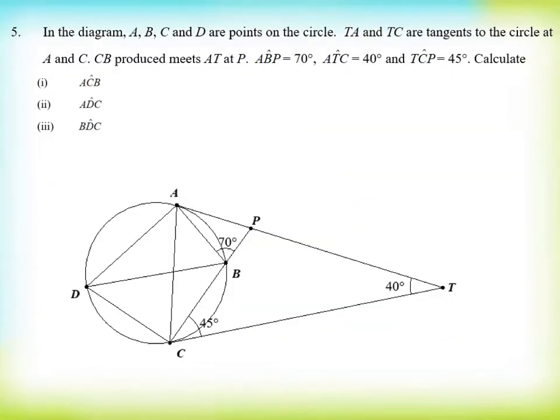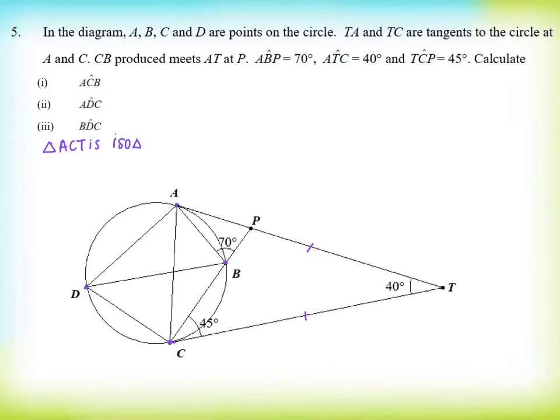Question number 5. A, B, C, D are points on the circle. Now you notice that you have 4 points here. Therefore, they will become a cyclic quadrilateral. Okay. And next one, they tell us that TA and TC are tangents to the circle. Now they are tangents from an external point. That means these two lines will be equal. And what do you notice about triangle ACT? Triangle ACT is an isosceles triangle.